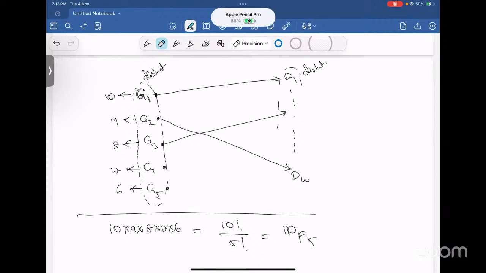Sir, for pattern B, it will be non-simultaneous, right? Because repetition is not allowed.